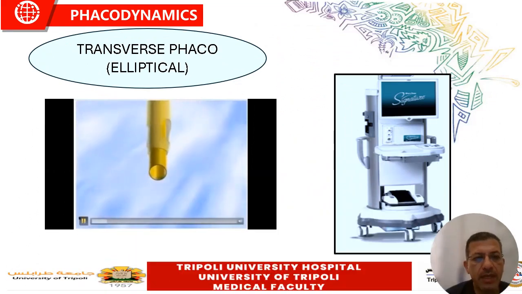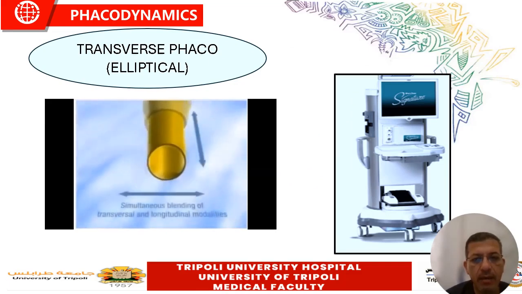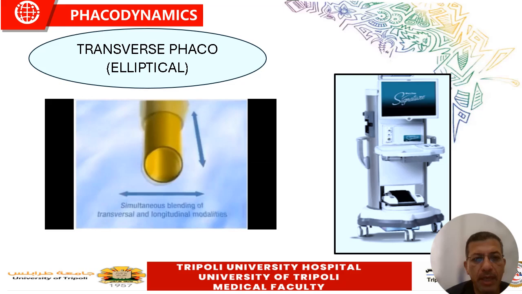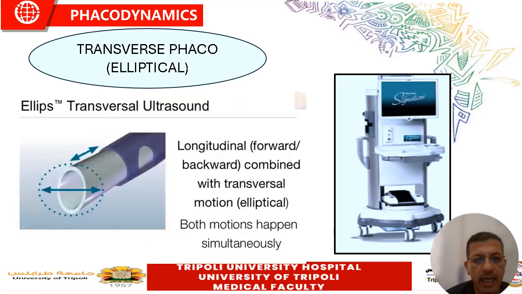The transverse Phaco handpiece, which is known as the Ellipse FX handpiece, was invented by the AMO company, which is known currently as Johnson & Johnson. It makes the Phaco needle move in the horizontal direction. It has a horizontal movement, and if it is combined with the longitudinal movements, it will give an elliptical pattern. So it is called elliptical Phaco.